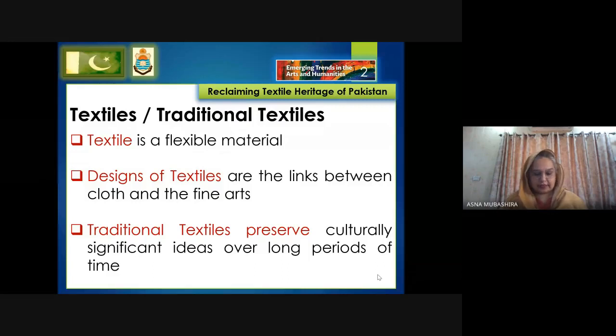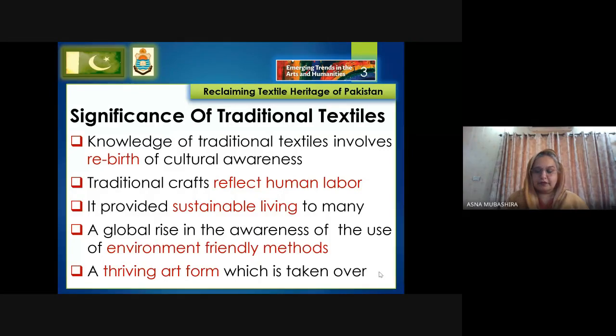The word tradition means handing over and passing on. Traditional textiles are culturally significant ideas and specific practices which are preserved over a long period of time. Pakistan became crossroad of many splendid cultures and enriched the world with an amazing array of cultural, religious, linguistic, and artistic expression. This intermingling of cultures amazingly influenced local crafts, including textile arts.